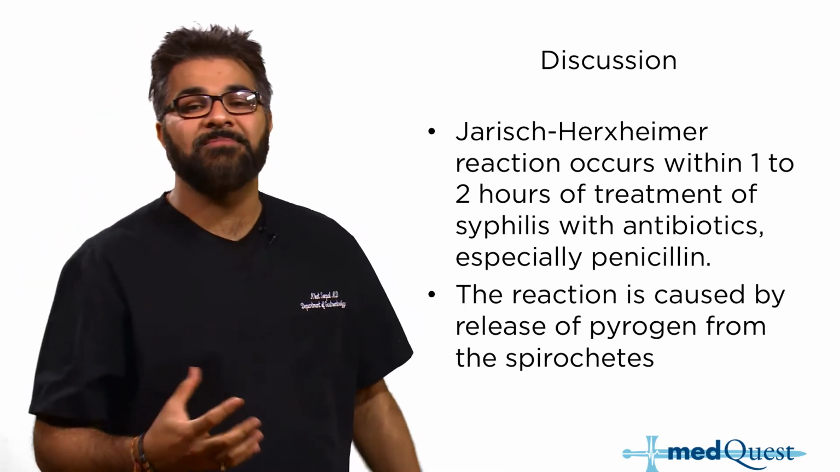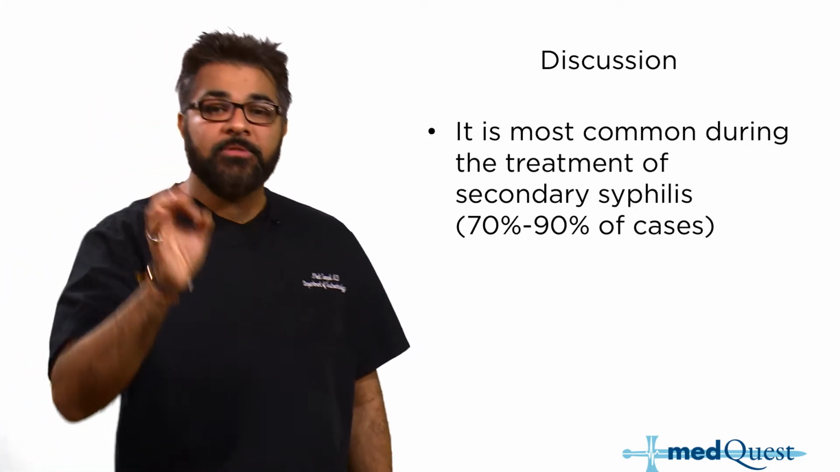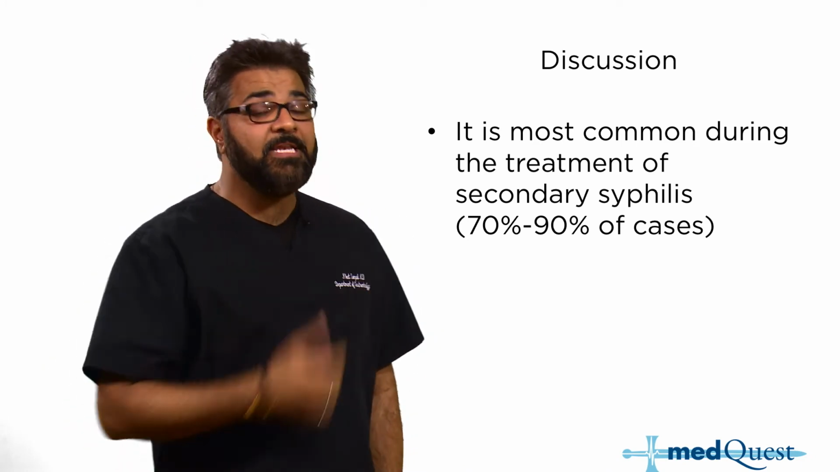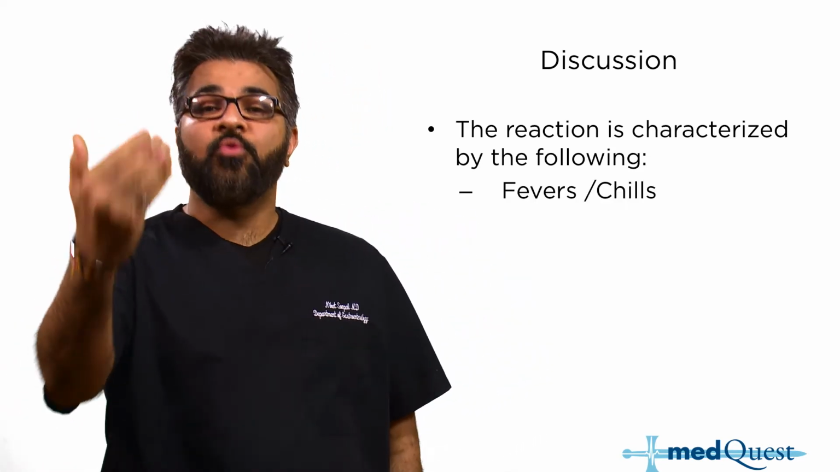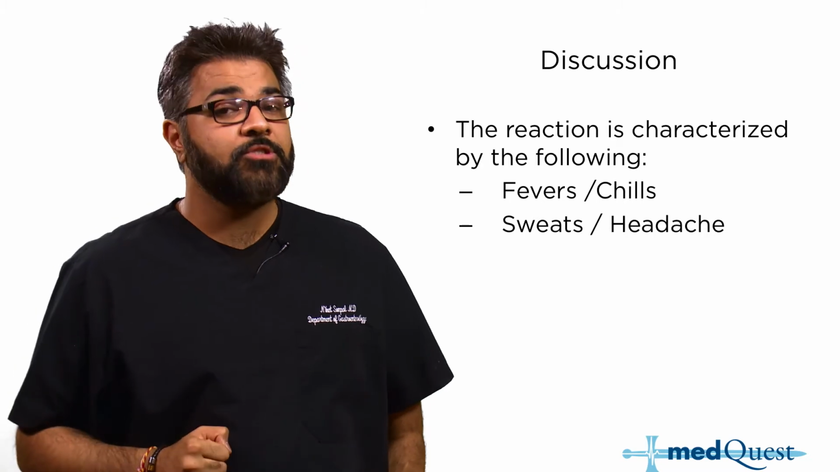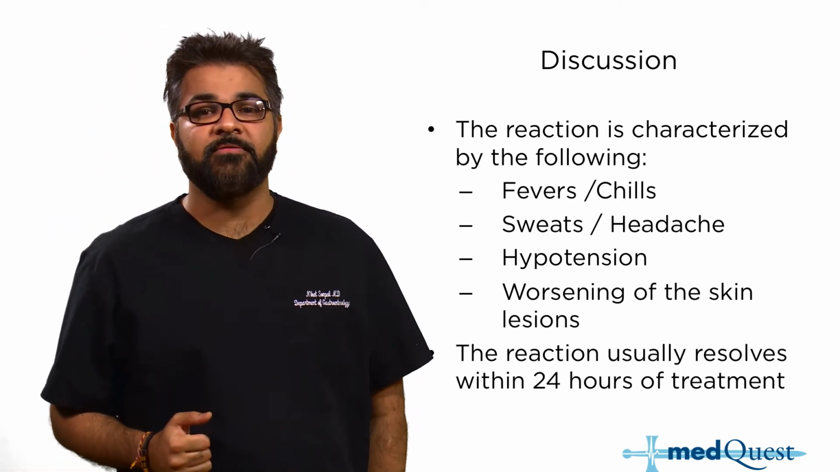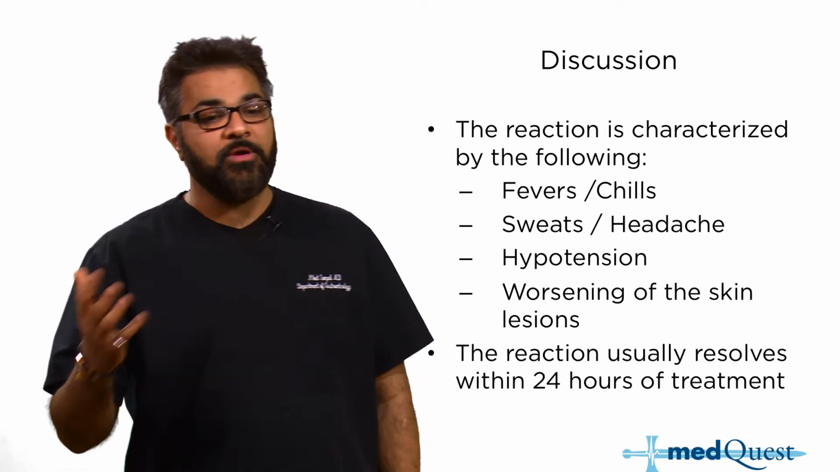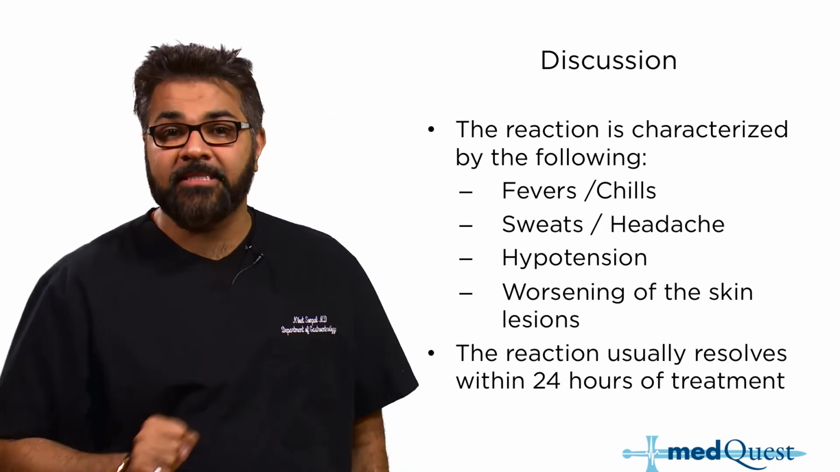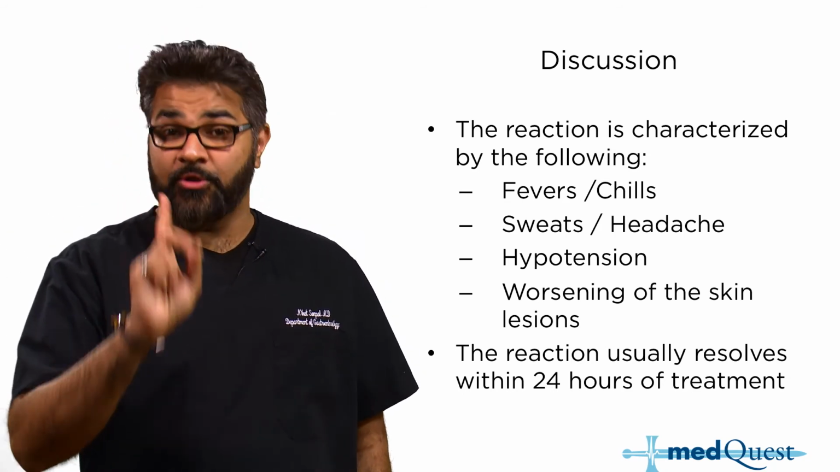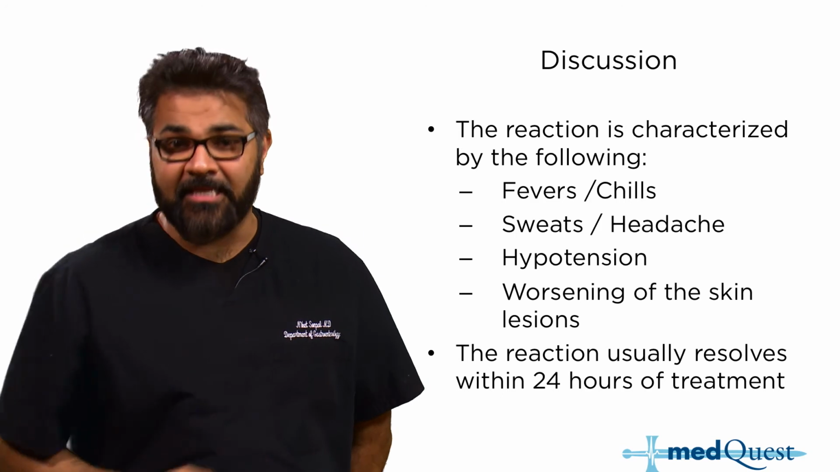The reaction itself is caused by pyrogens that are released from the spirochetes when the antibiotics cause them to rupture. It is actually most common during the treatment of secondary syphilis. About 70 to 90% of cases occur during that time, which is again characterized by a rash on the palms and soles. The Jarisch-Herxheimer reaction presents with fevers, chills, sweats, headache, hypotension, worsening of those skin lesions that we saw pictures of. But what's beautiful is that it usually resolves within 24 hours of getting treatment with just fluids and antipyretics. The Jarisch-Herxheimer reaction looks like sepsis, but it gets better on its own. Remember, it is due to spirochetes blowing up from getting antibiotics from untreated syphilis, most classically, secondary syphilis.